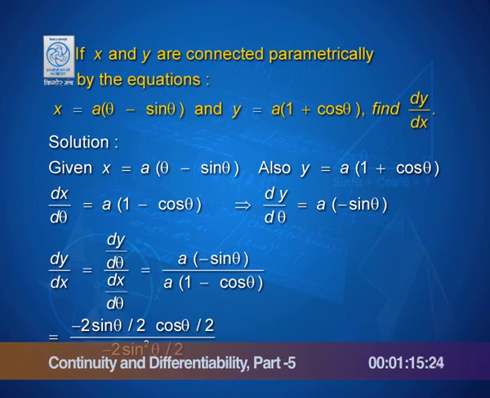Not only that, trigonometric identities help us to rewrite sin theta as 2 sin theta by 2 cos theta by 2, and 1 minus cos theta as 2 sin square theta by 2. It all simplifies to be the same as minus cot theta by 2. That would be the derivative of y with respect to x, where x and y are parametric functions of theta. So, the derivative is also a function of theta; it is not a function of x in this case.